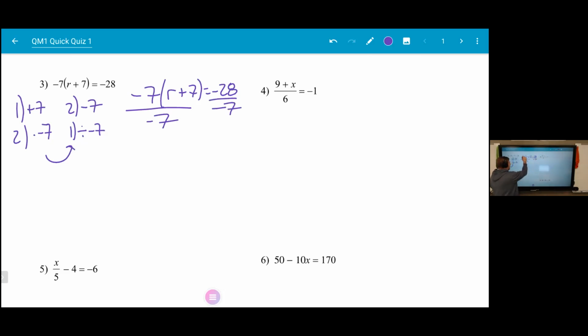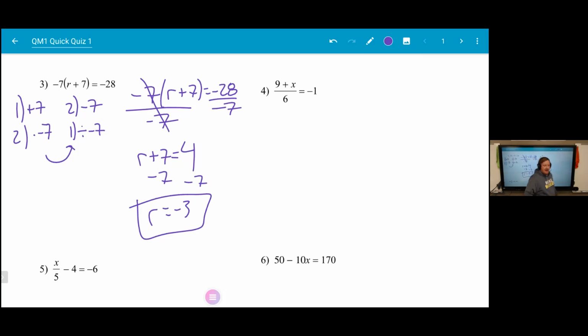I get this simplifies to 1. So r plus 7 equals, well, 28 divided by 7 is 4, and negative divided by negative is a positive. R plus 7 equals 4. Subtract 7 from both sides. R equals negative 3. Fantastic.